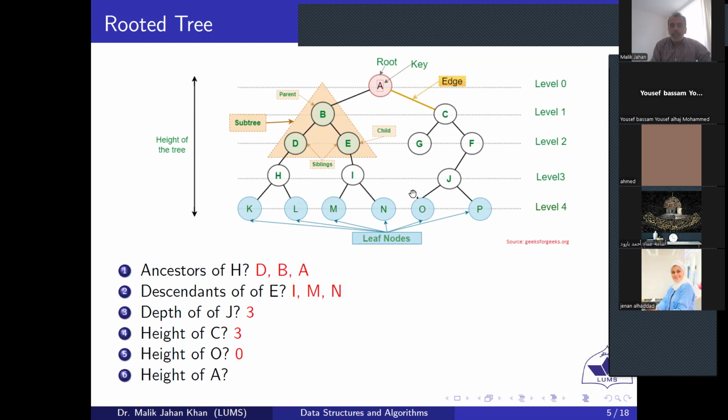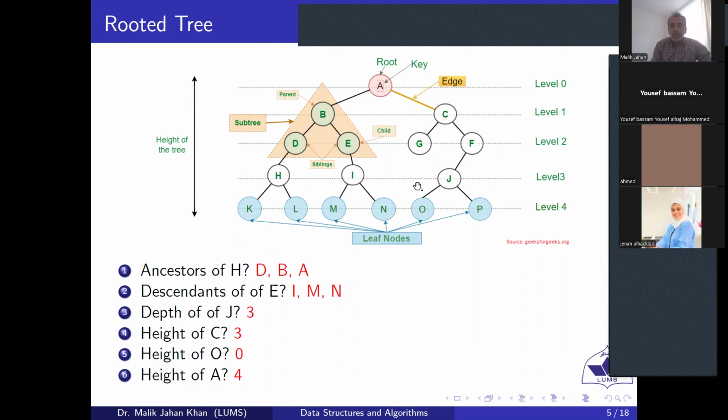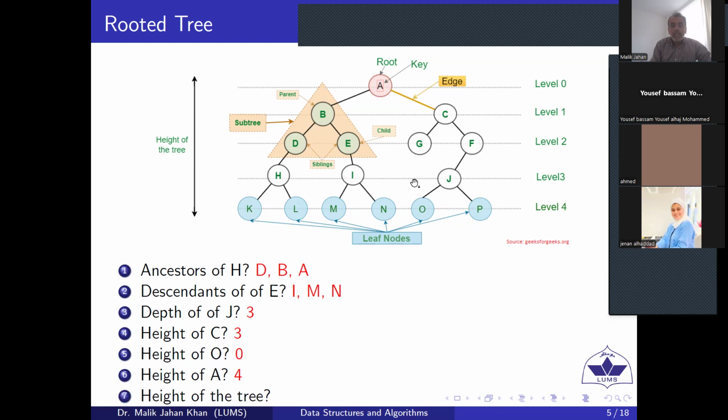So the number of child nodes from the deepest leaf to the root is 4. For example, if we start counting from O, they are 1, 2, 3, and 4. And the same is the case for the height of the tree, because the height of the tree is the same as the height of the root node. That is 4.